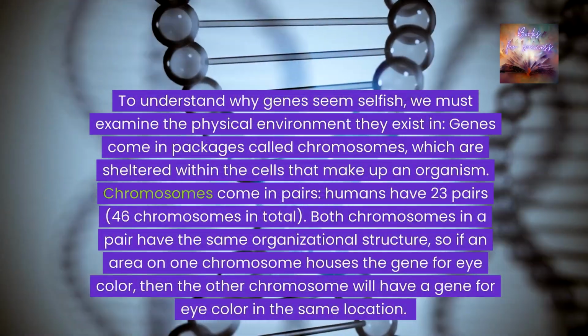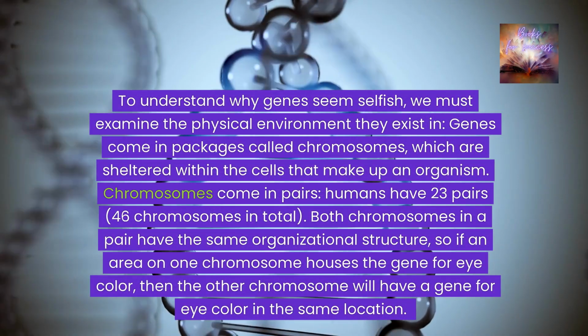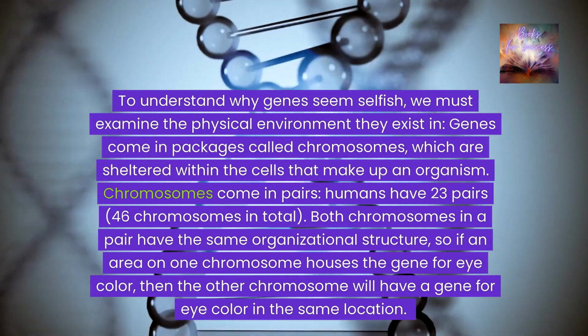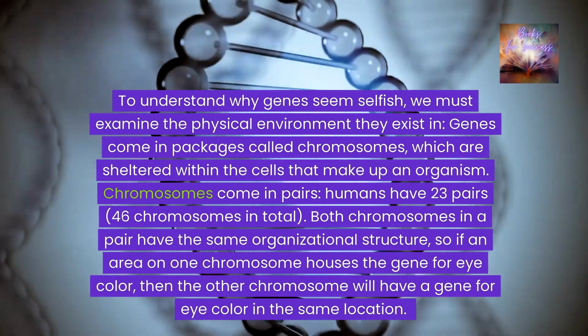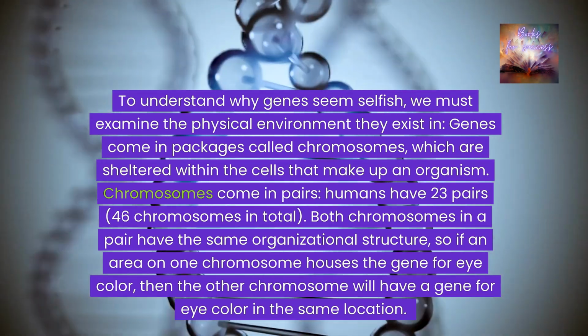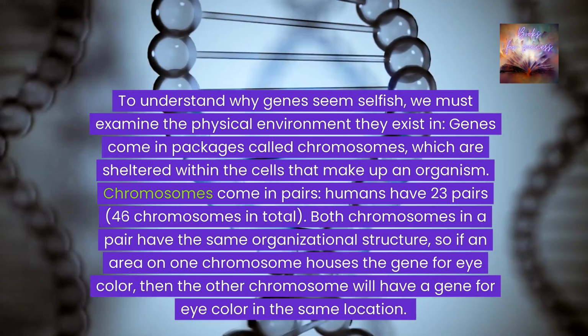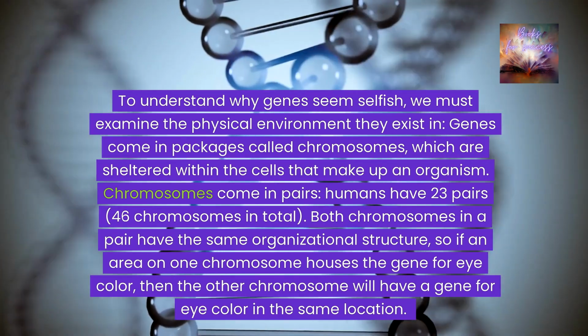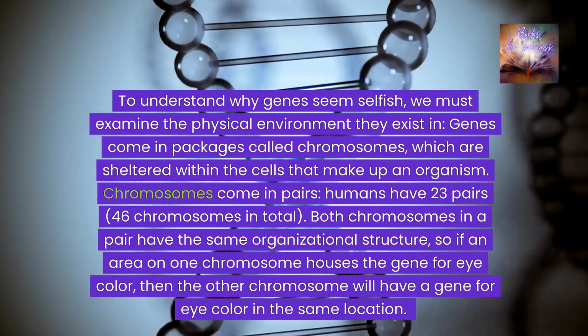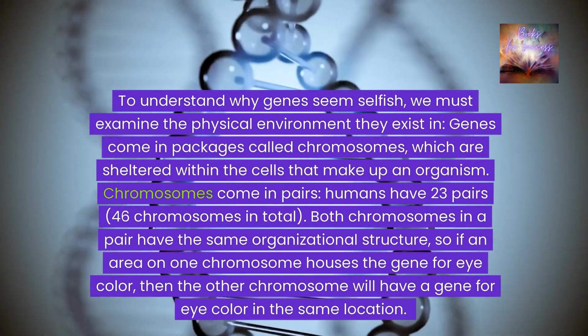To understand why genes seem selfish, we must examine the physical environment they exist in. Genes come in packages called chromosomes, which are sheltered within the cells that make up an organism. Chromosomes come in pairs. Humans have 23 pairs, 46 chromosomes in total.